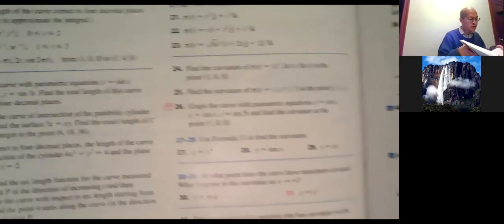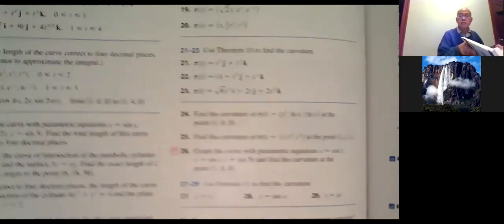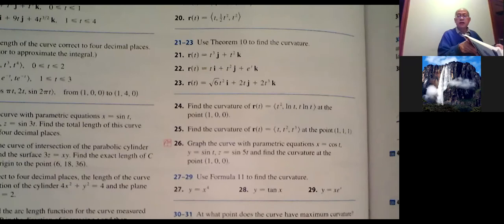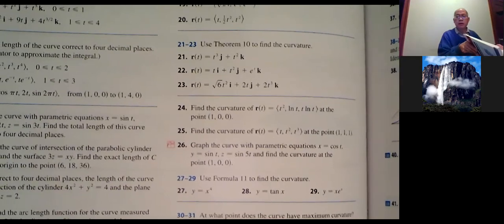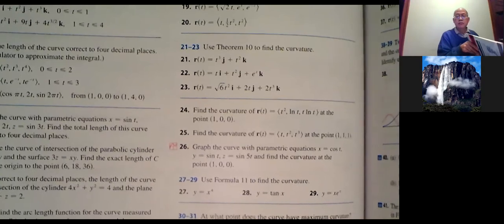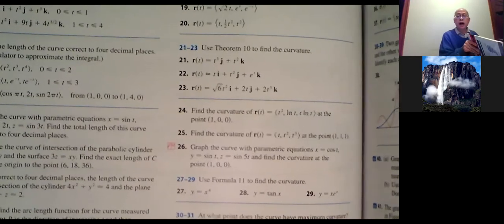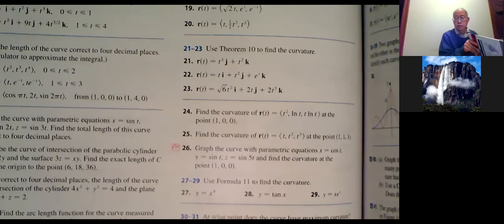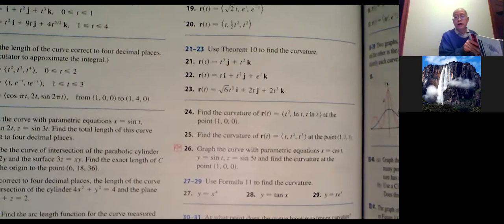Okay, 21. Use theorem 10 to find the curvature. So that's the one that involves cross products. R of t is t cubed j plus t squared k. Notice there's no i component, which means it's 0. So I'm using that other formula.